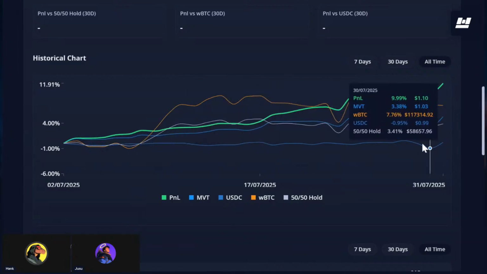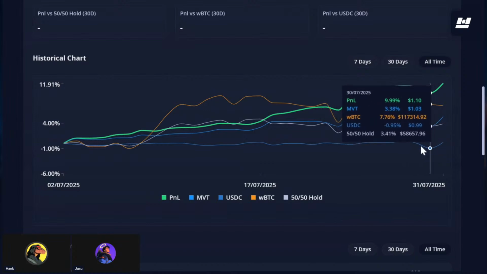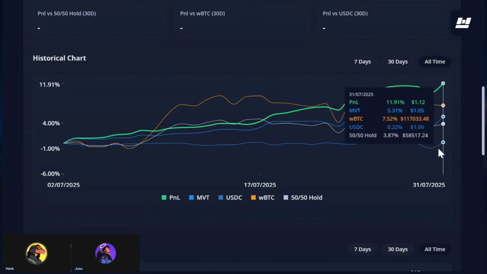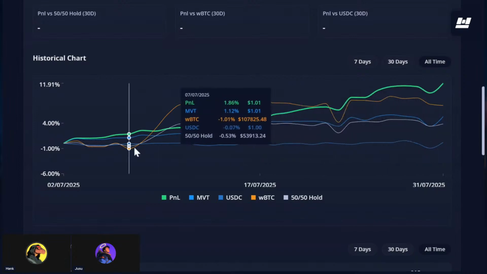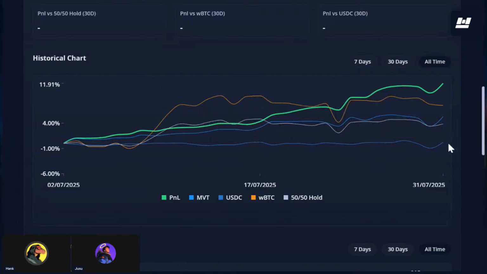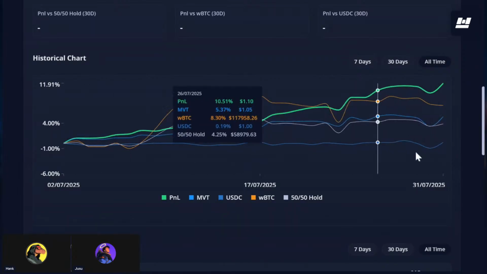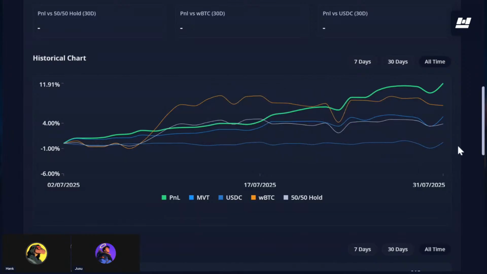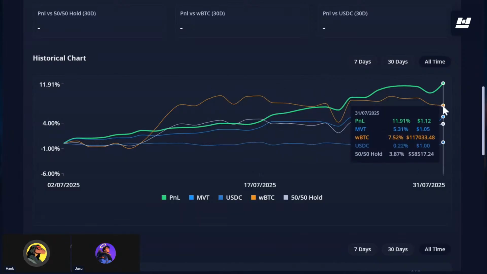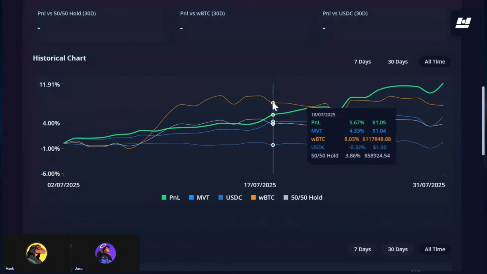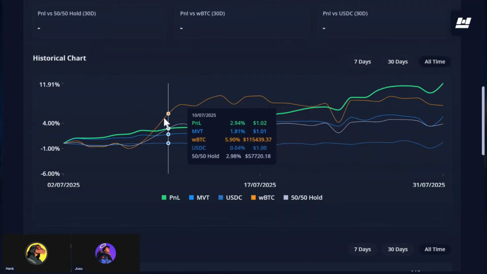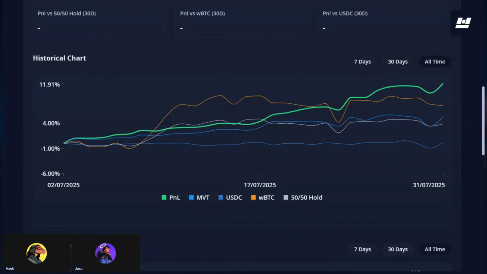The second one is USDC. This is quite flat down here. It seems that USDC depegged shortly, but generally you can see it's very flat. Obviously, just holding USDC is quite flat, around 0%, because it's measured in dollars. And then you can see only holding Bitcoin. This is the orange line up here. How would the performance have been?